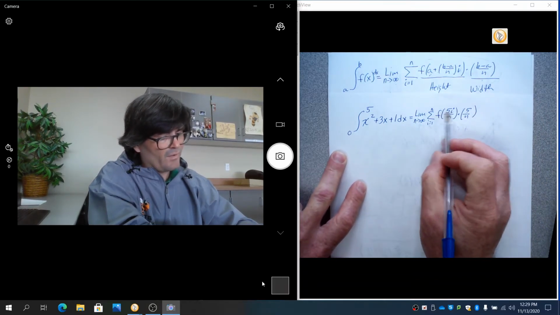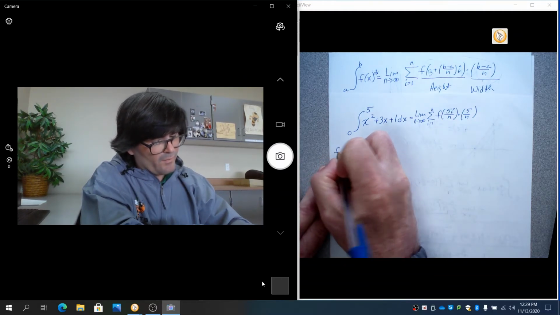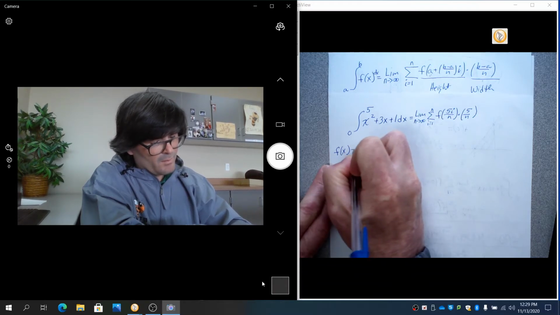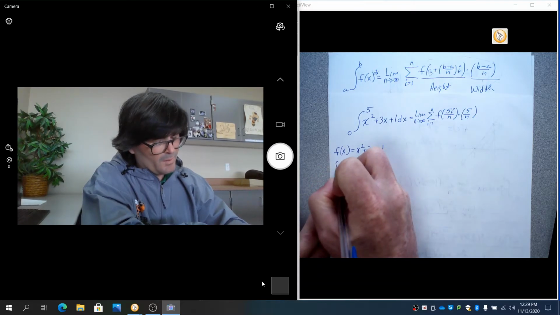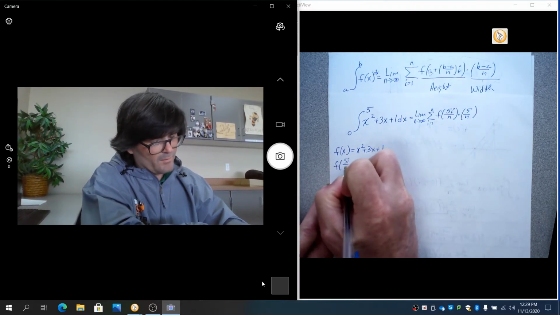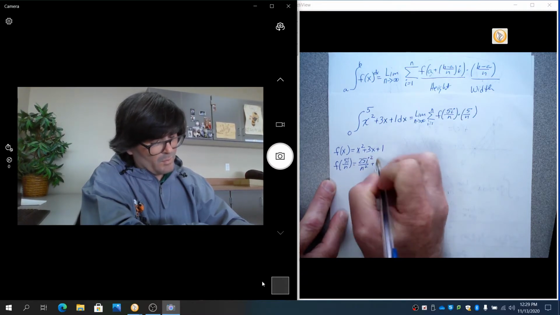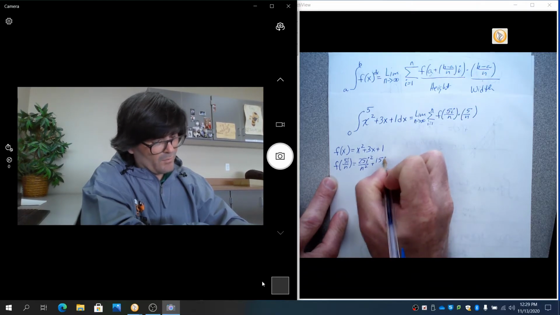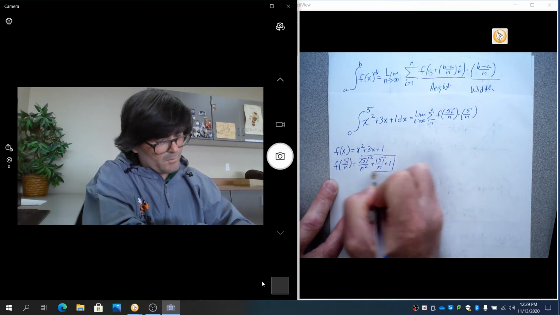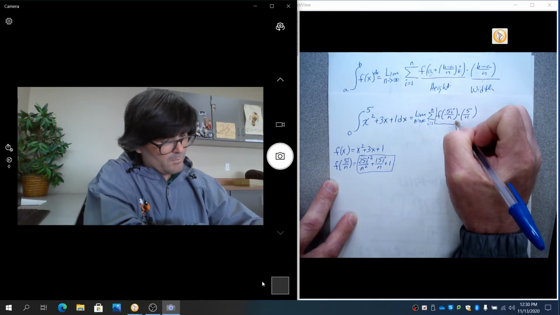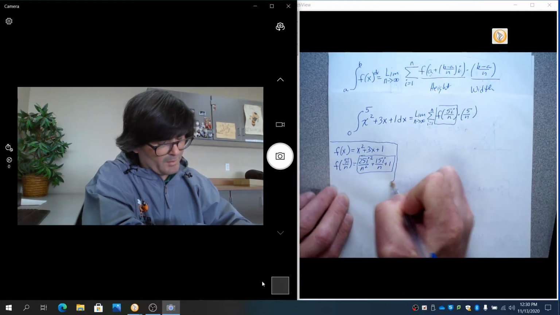I need to know what f of 5i over n might be, so I'll do that below. f of x was x squared plus 3x plus 1. So f of 5i over n is 25i squared over n squared plus 15i over n plus 1. That goes right here. I'm going to box this off because that's not really part of the problem.